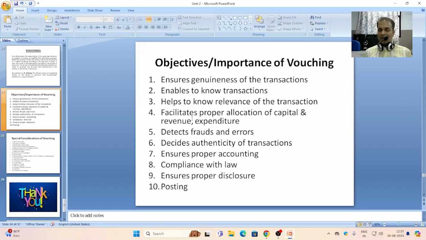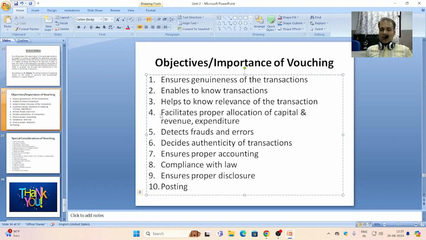By the technique of vouching in the audit process, an auditor can check the relevance of a transaction, that is, whether the transaction is related to the business or not. If the transactions are not related to the business, then the auditor can suggest removing or separating them. Fourth, it facilitates proper allocation of capital and revenue expenditure.